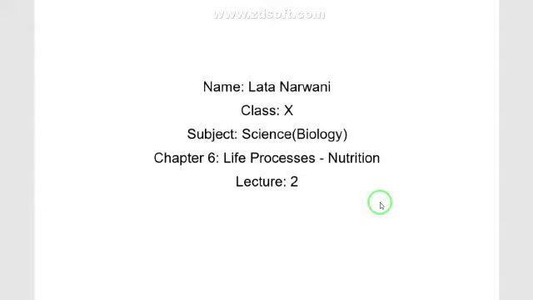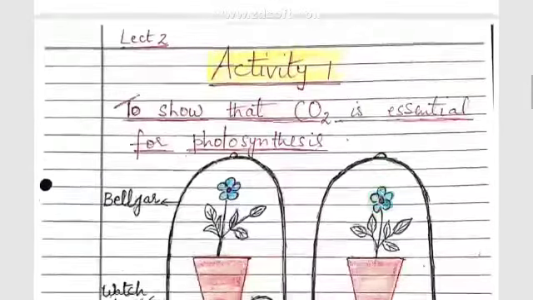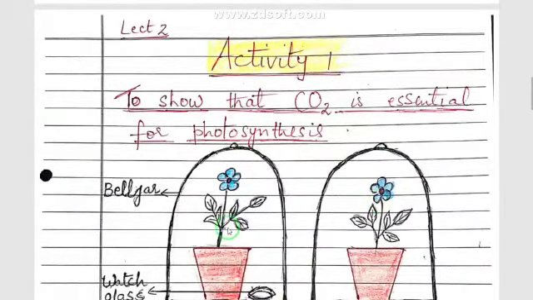Today we'll perform some activities related to photosynthesis. First we'll revise what is photosynthesis. Photosynthesis means when green plants prepare their food, which is glucose, with the help of carbon dioxide and water in presence of sunlight and chlorophyll. The process is called photosynthesis.